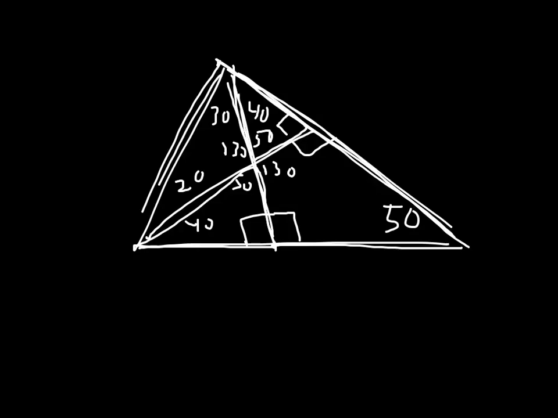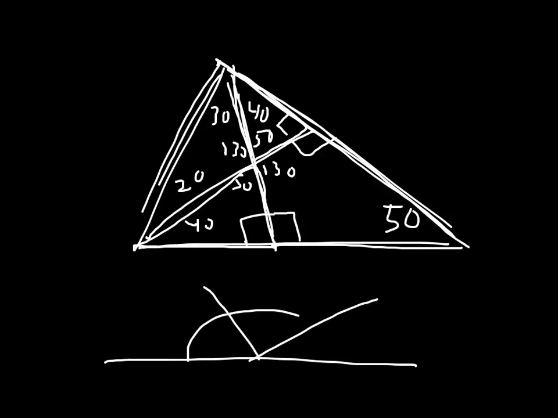Once again, for vertical angles, linear pair, half circle. So if you have a segment like this, you want to consider these three angles equal 180 as well.